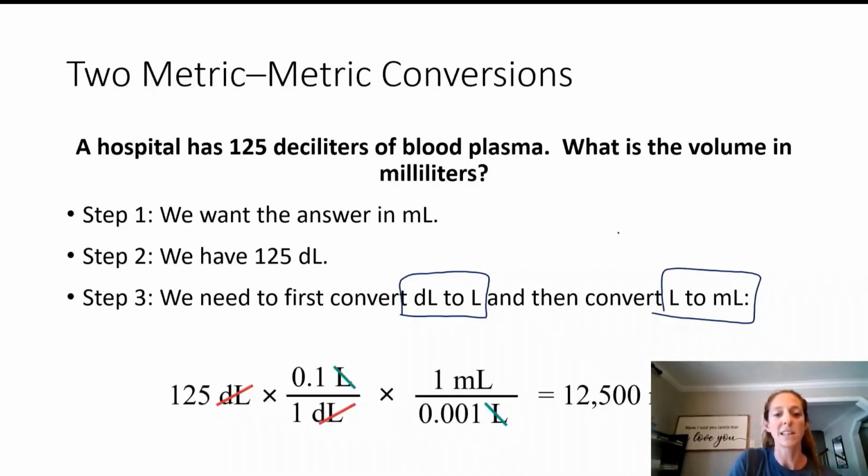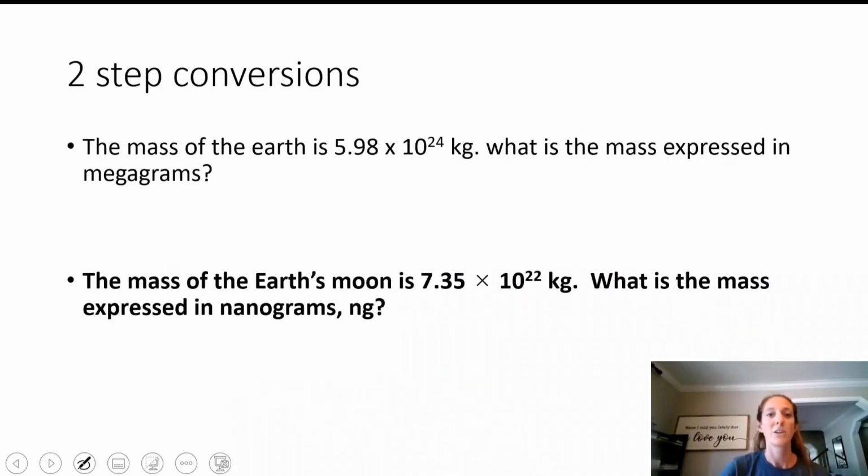Again, I went deciliters to liters, and I know that for every 1 deci was 0.1 liters, so that got rid of my deciliter. Then I went from liters to milliliters. Every 1 milli, 0.001 liters. So I got 12,500 milliliters. Try these 2-step conversions. If I know the mass of the Earth is 5.98 times 10 to the 24th kilograms, what is that mass in megagrams?